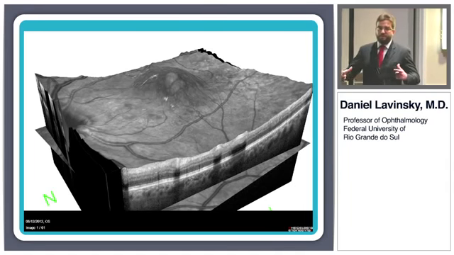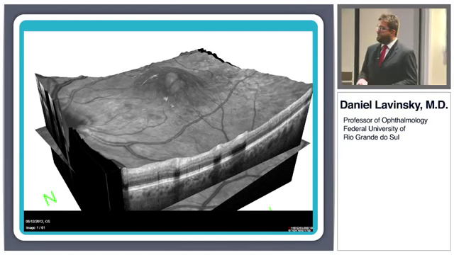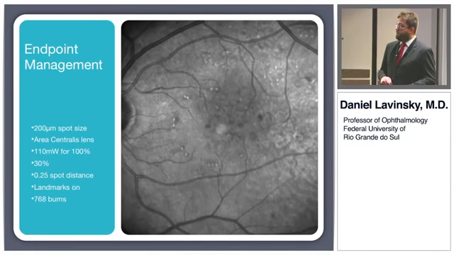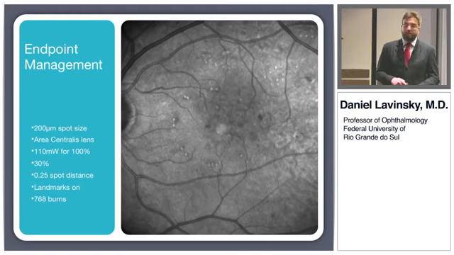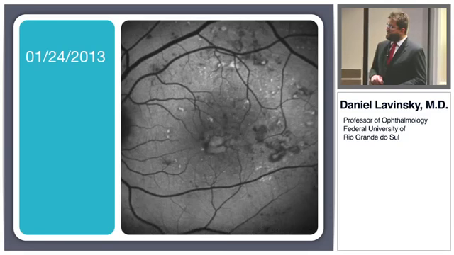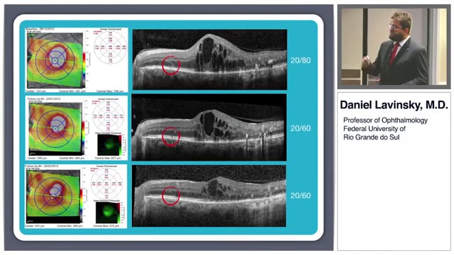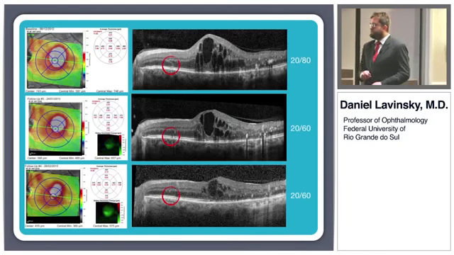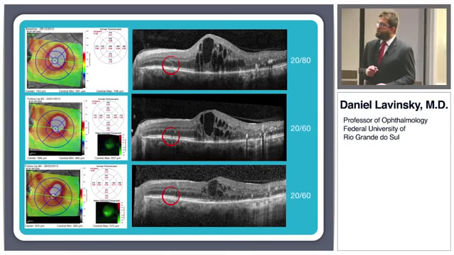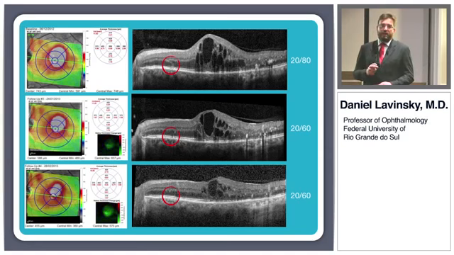So it's a very cystic macular edema in the left eye. So, again, landmarks on, 110, so 760 burns. And well, this is the autofluorescence again. And this is the baseline OCT after 1 and 2 months. So interesting that in the OCT we can see the landmark.